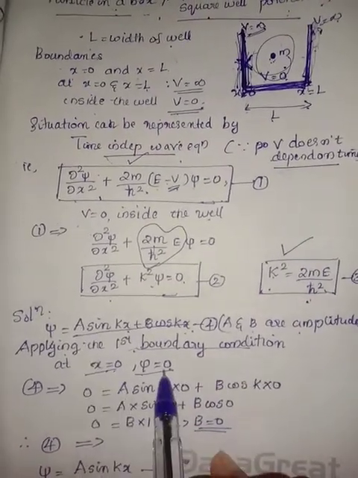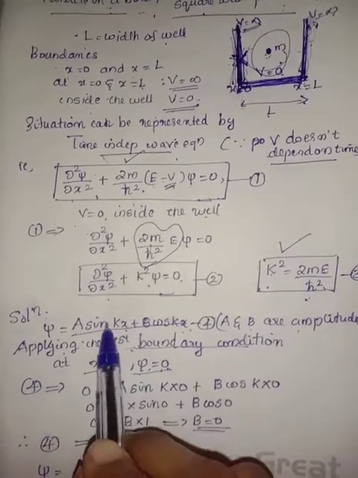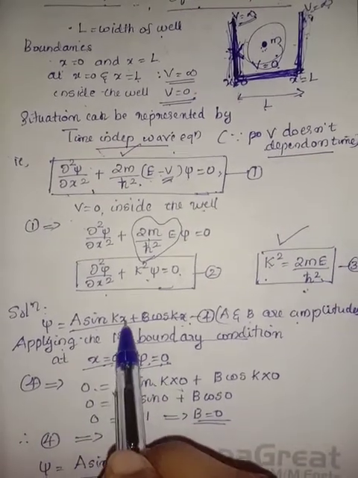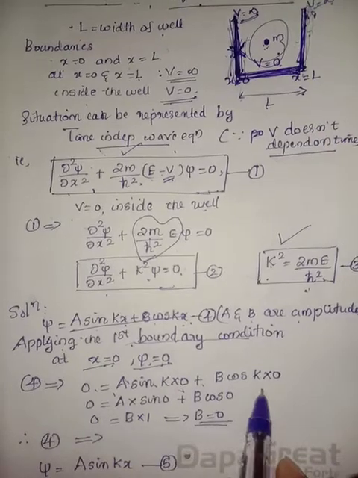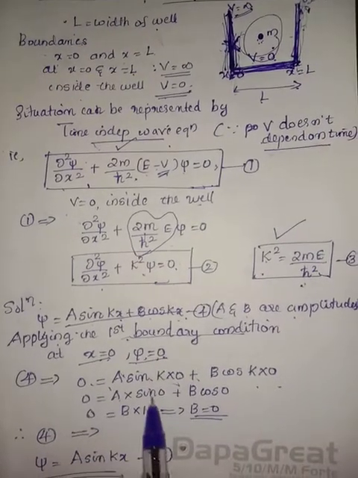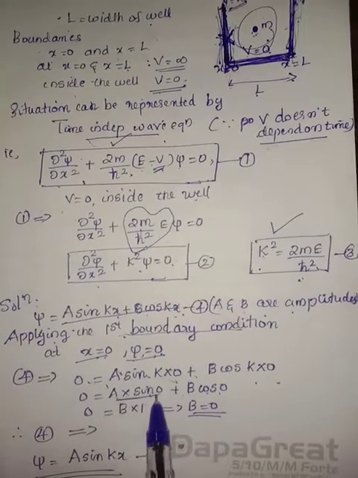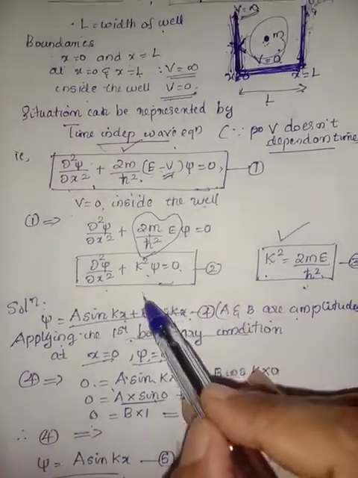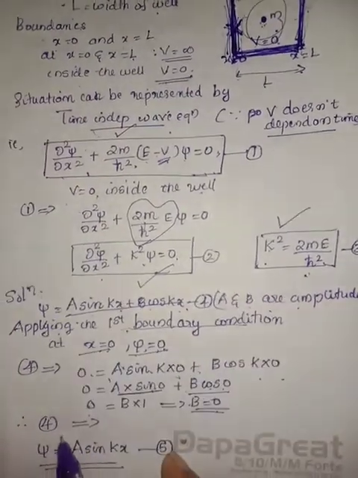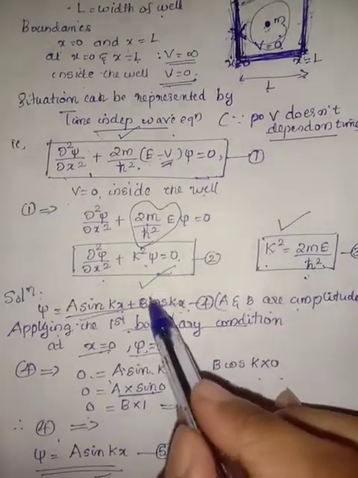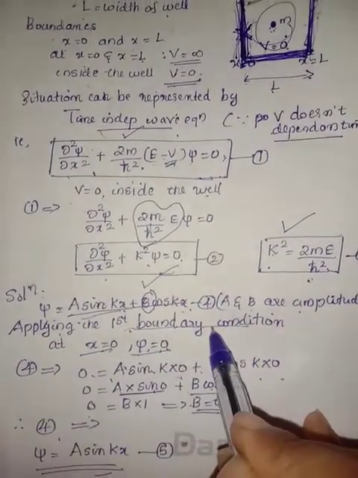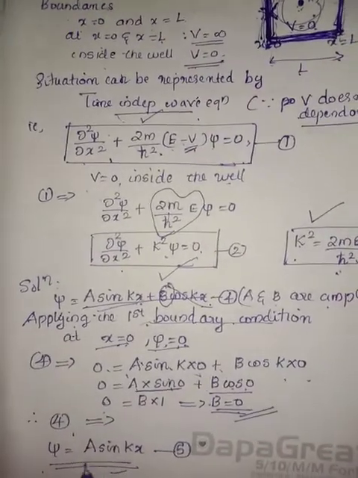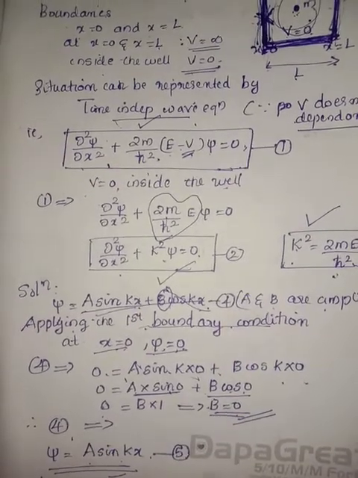Now applying this value in equation number 4, psi equal to 0 is equal to a sin k into 0 plus b cos k into 0. That is, 0 is equal to a into sin 0 plus b into cos 0. Sin 0 is 0, therefore we obtain b into 1, that is b is equal to 0. So the solution can be written as psi is equal to a sin kx, because b is equal to 0. The second term can be neglected. Now psi is equal to a sin kx, equation number 5.